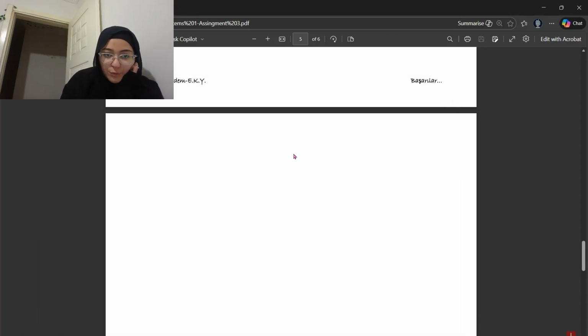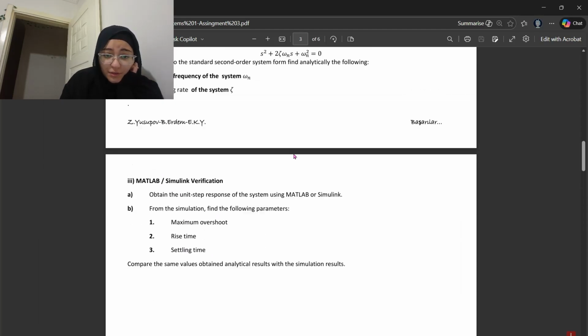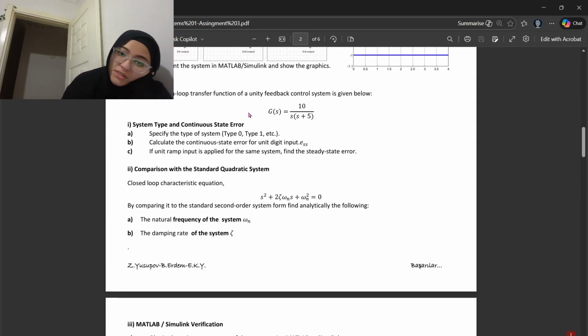I'm going to solve the third question of the homework. The third question says, the open loop transfer function of a unity feedback control system is given below. This is the function. First thing, specify the type of the system. By looking at it, the system is type 1. Why? Because here I have s to the power of 1, and here we don't have anything. So it is type 1.